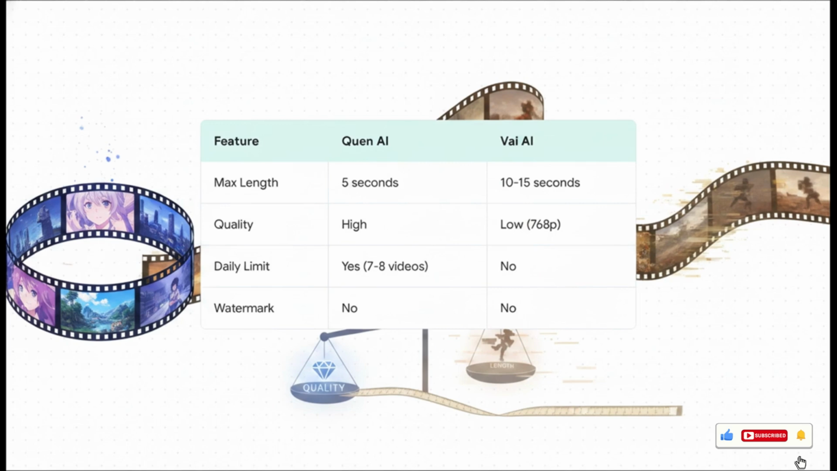And this brings up a really clear trade-off you'll have to make. If you absolutely need longer clips, you could jump over to AI. It gives you about 10 to 15 seconds, and it has no daily limits, which is great. The big downside, though, the video quality takes a major nosedive. So it's that classic dilemma, do you want length or do you want quality?